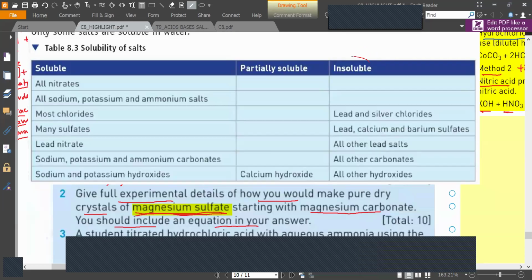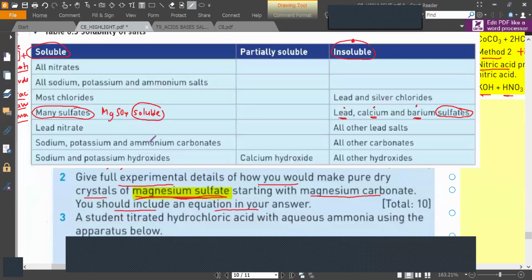Okay, you see, insoluble sulfates only have three: lead, calcium, and barium. That means any other sulfate will be soluble. So magnesium sulfate is soluble. Then another question is whether we will use method 1 or method 2.